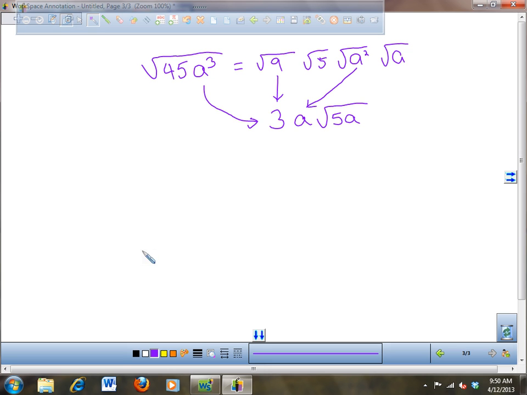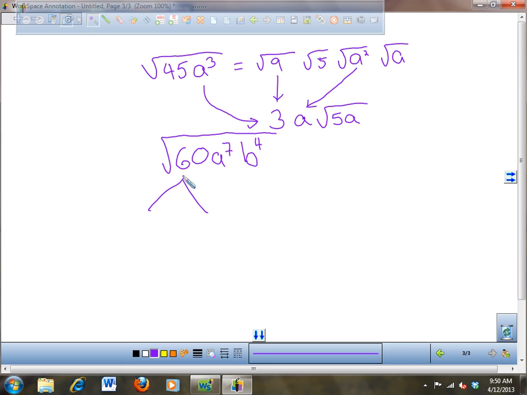So here's a really hard one. Should I do a really hard one? Yep. Okay, I'm going to do that. The square root of 60a to the 7th, b to the 4th. So you'll see some really ugly things that look like this. I can rewrite this, and I can factor things.